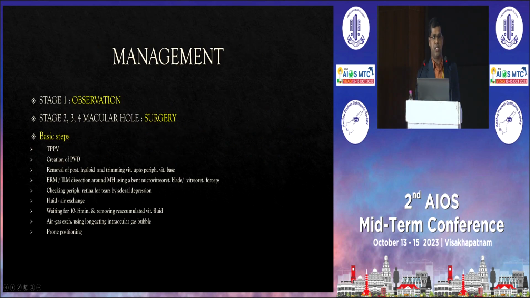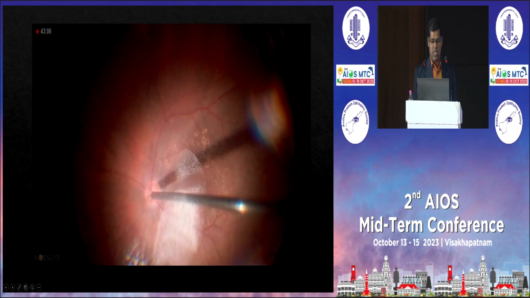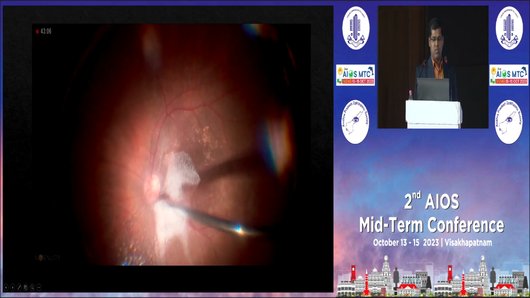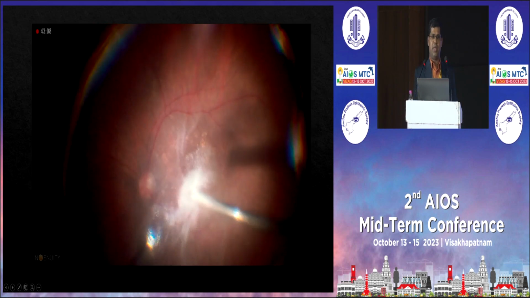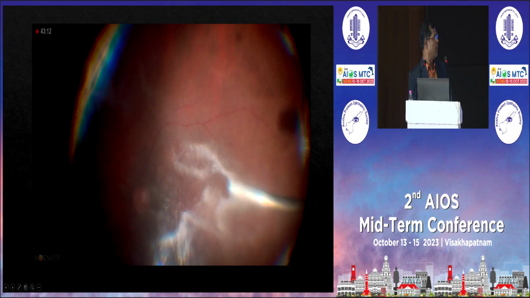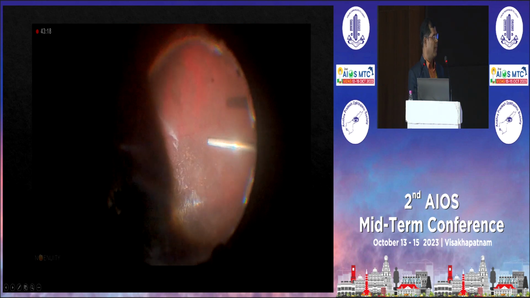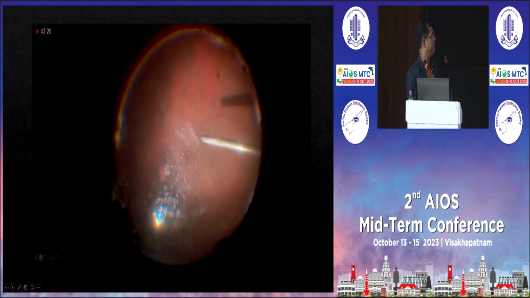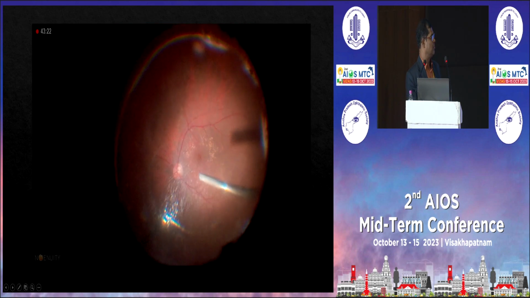Coming to the management, stage 1 is observation. Stage 2, 3 and 4 we have to do surgery. So I'll show you surgical videos. We do an anterior vitrectomy after a posterior vitreous detachment. I think we will skip the videos because we are already exceeding the time allocated for this session. Yes, sir, you give the conclusions.